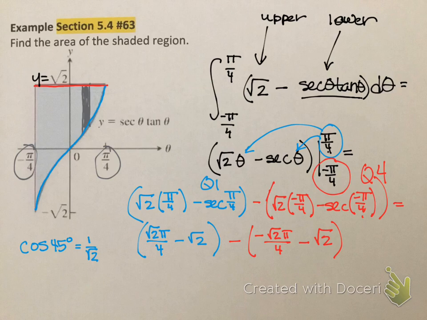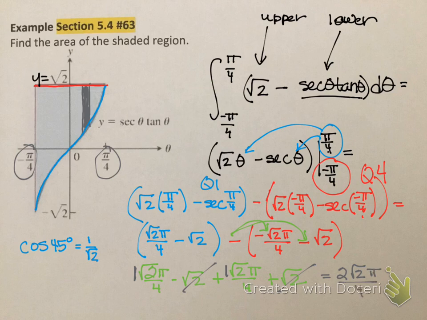So I need to distribute this negative. So I get rad 2 pi over 4 minus rad 2 plus the square root of 2 pi over 4 plus the square root of 2. The square root of 2's add to 0. I have one of these and another one of those. So that gives me a total of 2 of those over 4, which reduces to the square root of 2 pi over 2.